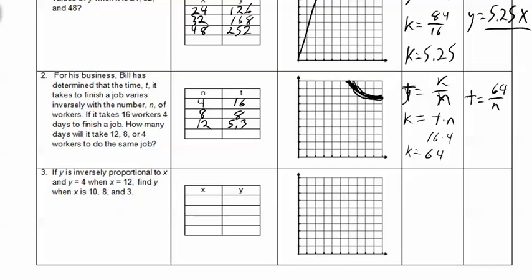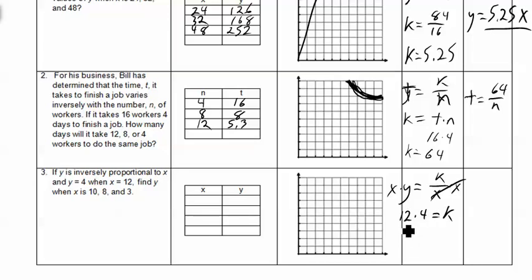So if y is inversely proportional to x, so again, we're inversely proportional. So y is inversely proportional to x, and y is 4 when x is 12. Find y when x is these numbers. Alright, so again, to find k here, opposite of divide is multiply, so k is equal to x times y. So x is 12, y is 4, so k is equal to 20.